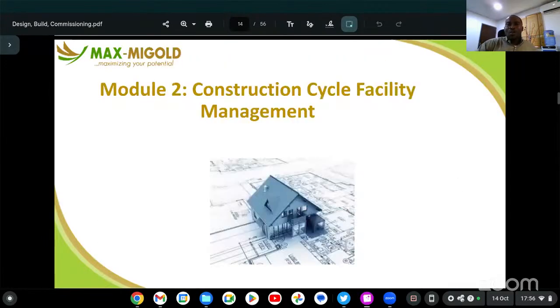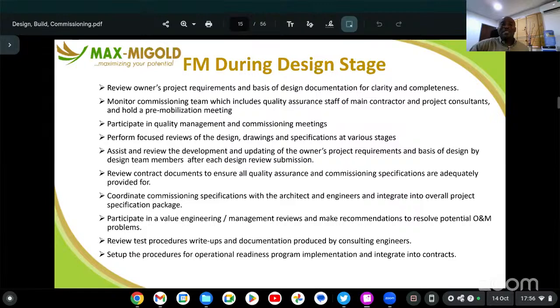So we'll be going over to construction cycle facility management, and then we'll be talking about the roles of the facilities manager in each of those phases: the construction phase, the design phase, the handover phase, and also the commissioning phase, those manuals, what we need to do, and many more. So we'll be starting with the design stage. What does the facility manager do?